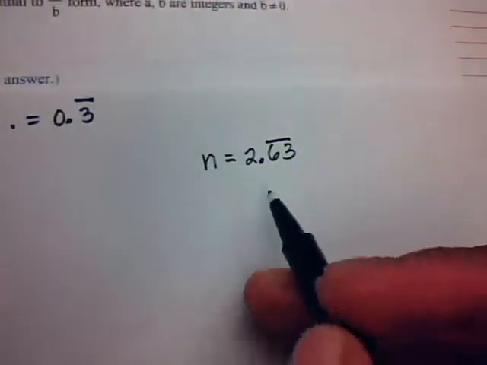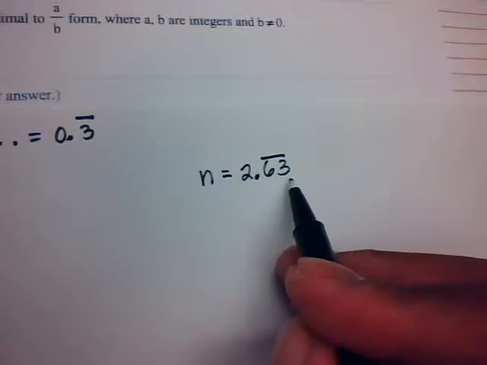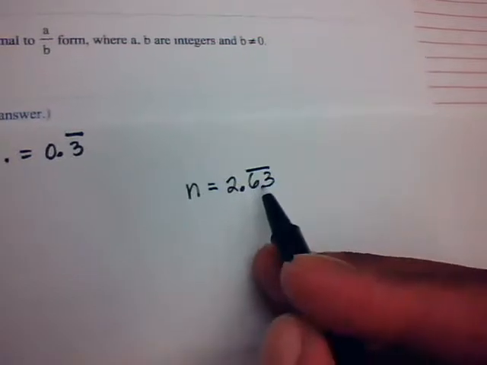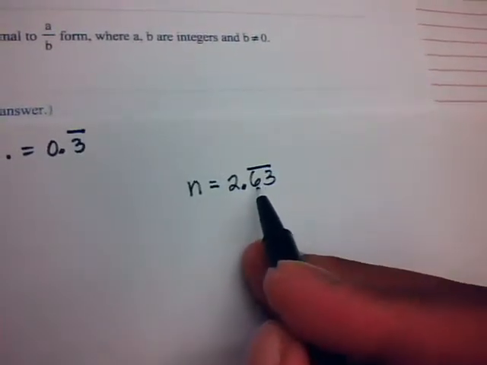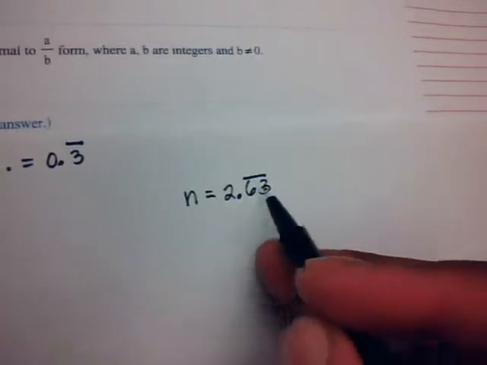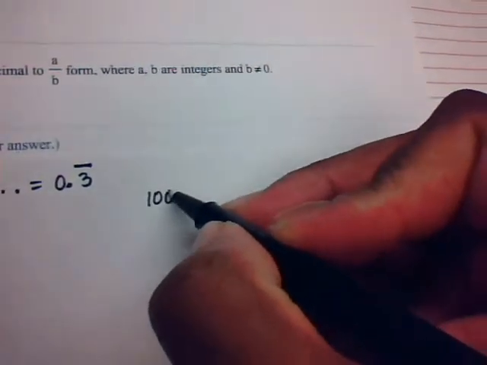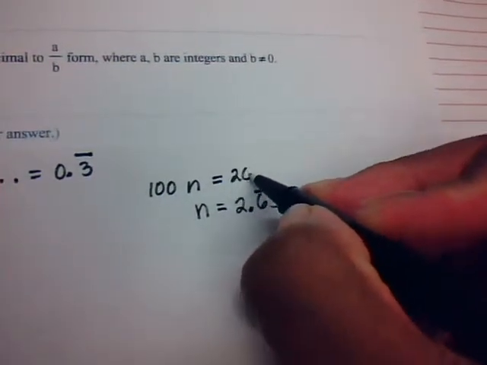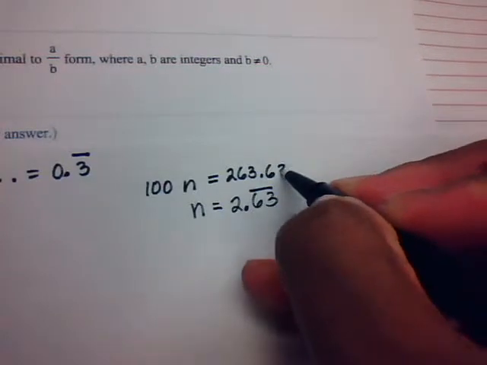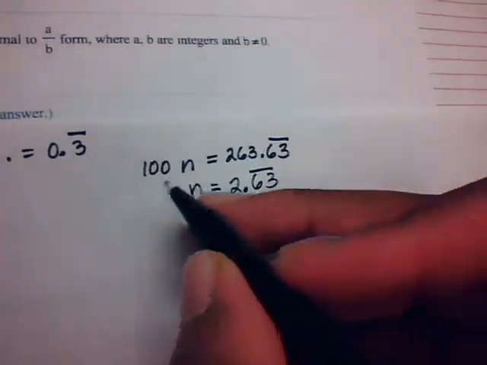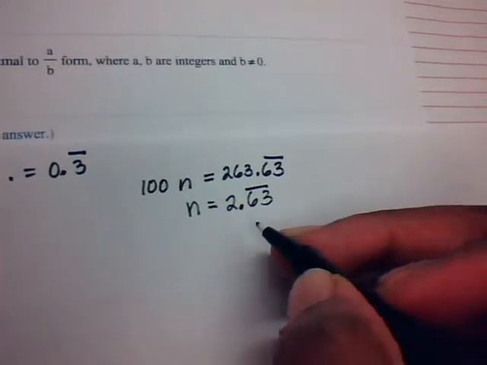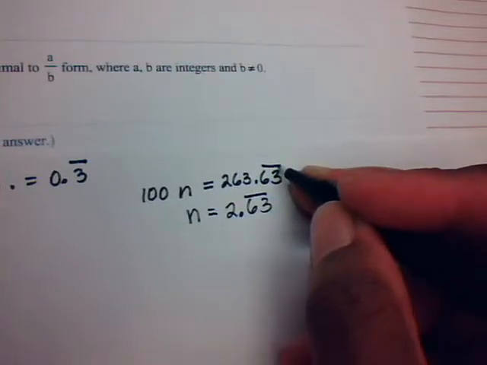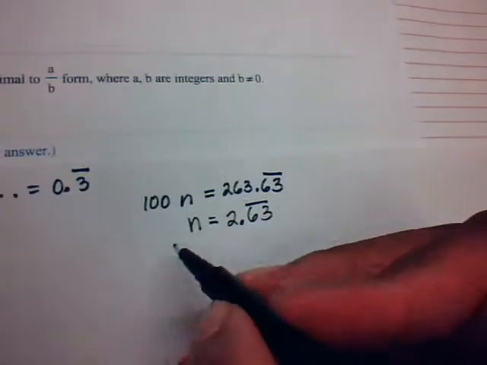Now, there are 2 numbers that repeat. So what I'm going to do here is multiply both sides of this equation by 100. Why 100? Because in this decimal, only 2 digits repeat. So that's why I'm using 100. So it'll be 100n, that's going to be equal to 263.63 repeating. When I multiply by 100, I'm moving the decimal point 2 places to the right, and the 63 has the bar on the top, showing that it repeats. It's still a repeating decimal.